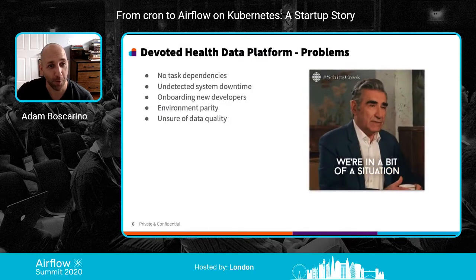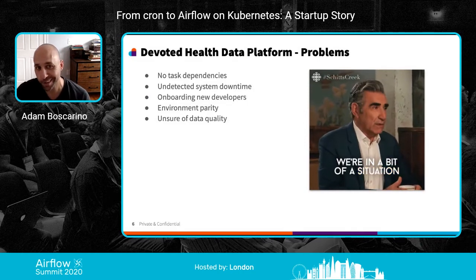However, the platform had a number of issues. One main issue is that cron doesn't offer dependency management, so we had to hope dependent pipelines finished in the correct order. We also experienced undetected system downtime, where sometimes we wouldn't find out that a pipeline was not running until a stakeholder noticed. Not really a great situation.